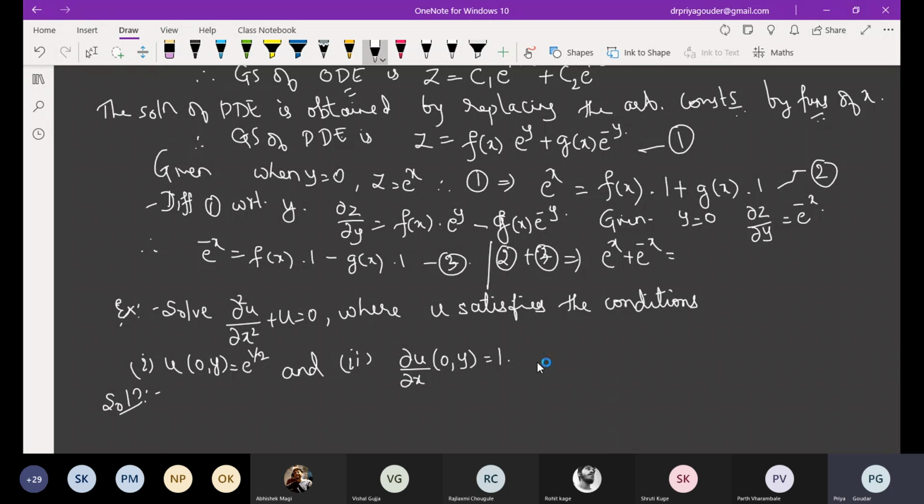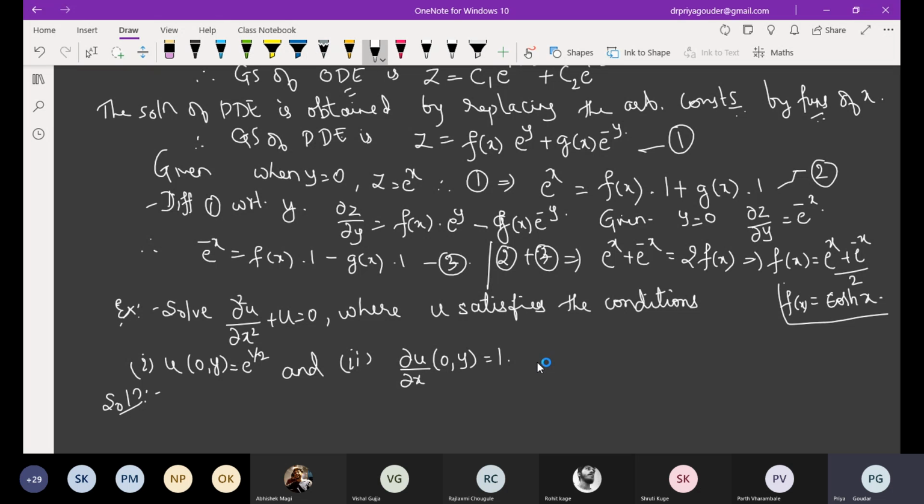RHS part, if you add it, what you'll get? F of x plus f of x is 2 times f of x, and g of x minus g of x becomes 0. So what is f of x then? E raised to x plus e raised to minus x divided by 2. What is this quantity? Cos h of x. See, plus means it is cos only. It is cos hyperbolic x.